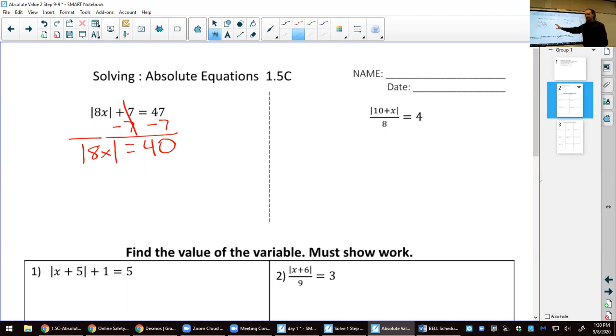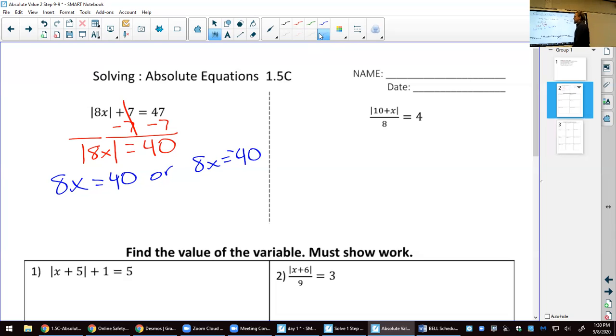Now you notice this looks a lot like yesterday's. We just have absolute value equals some number. So then we split that up into the 2 separate equations. We want to know what is 8x equals 40, and we also want to know what if 40 was negative. So 8x equals negative 40.